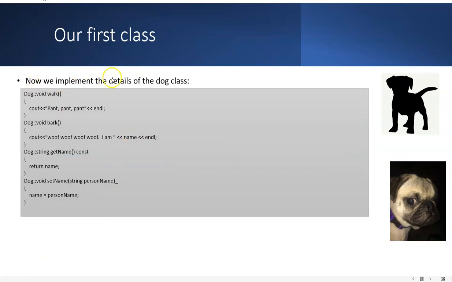Now we implement the details of the dog class. We have void walk. Notice the double colons. It means this is an implementation. We have bark, which uses the member variable name. We have get name, which just returns the name, and set name. We don't want to access name directly.